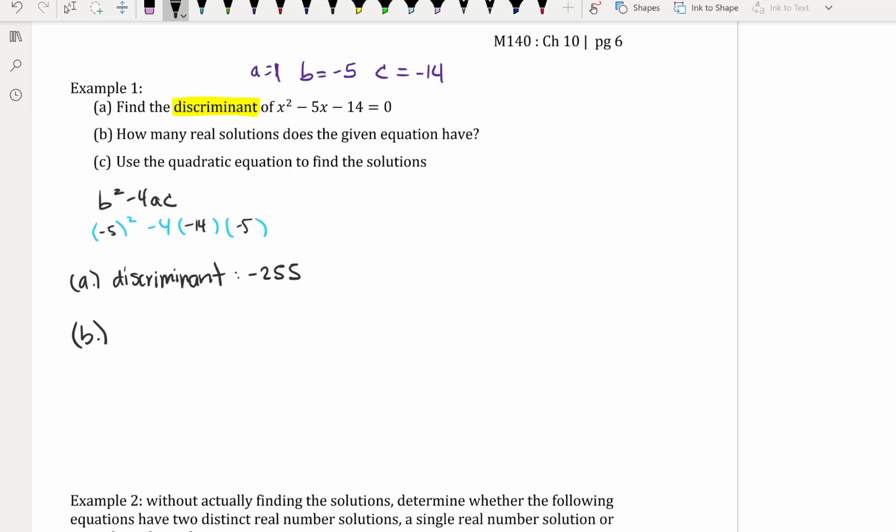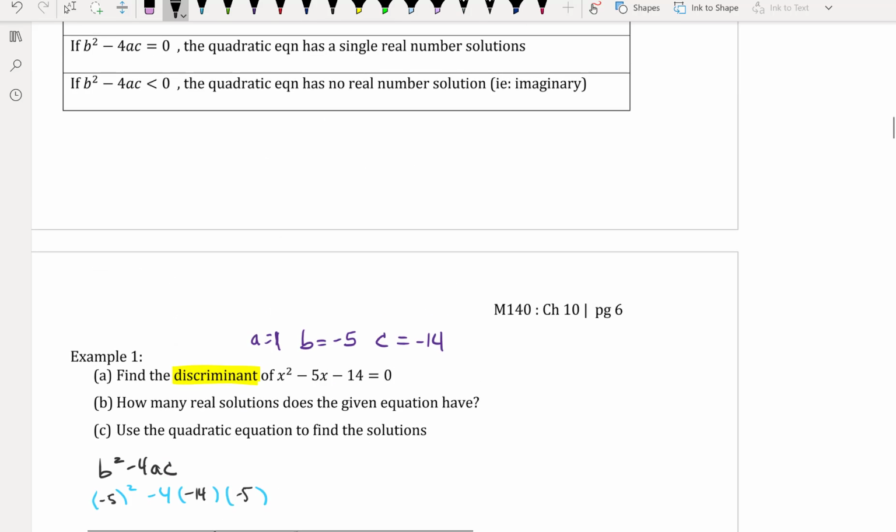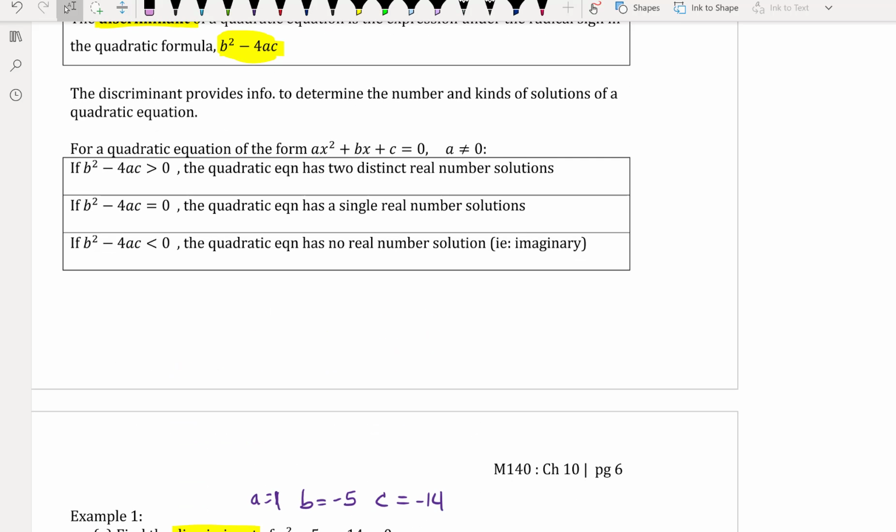So when it's asking you how many real solutions does this equation have? Well, remember, if it's a negative number, we are here. So this is when I have a negative value. That means there's no real number solution.